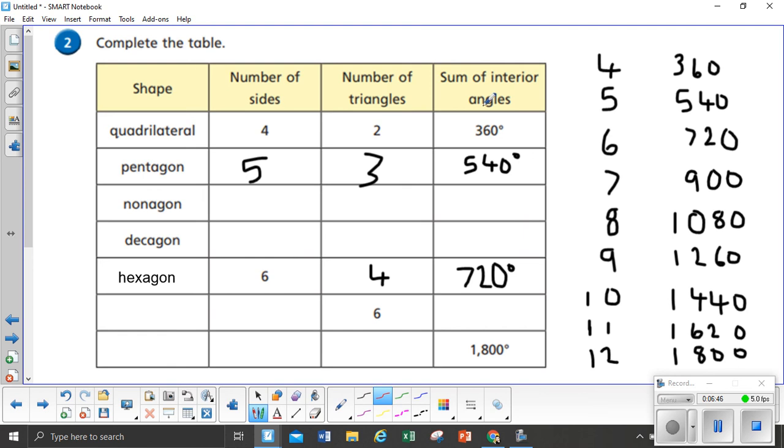So a 4-sided shape has 2 triangles. A 5-sided shape has 3 triangles, and you just add one more every time.